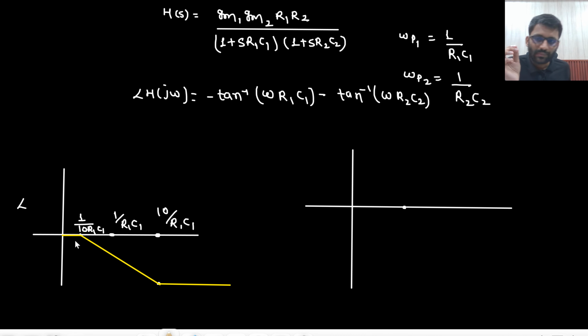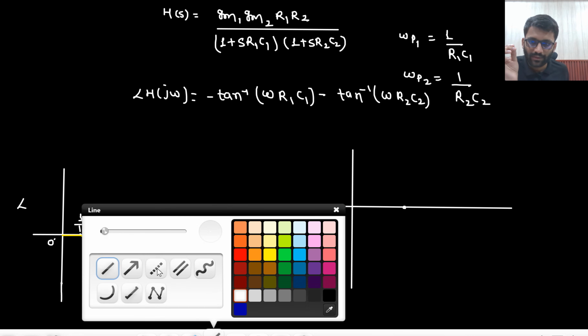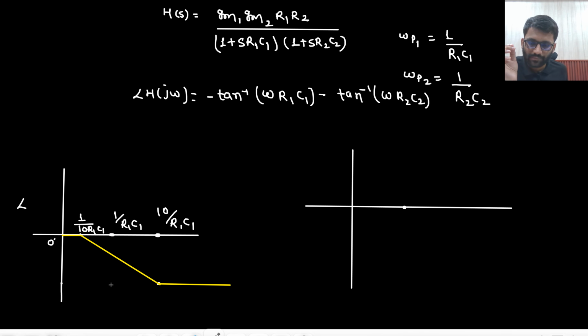So basically here I can show the angles as well. This was 0 degree, because angle is also a very important part, and this was 90 degree. And this was 45 degree.